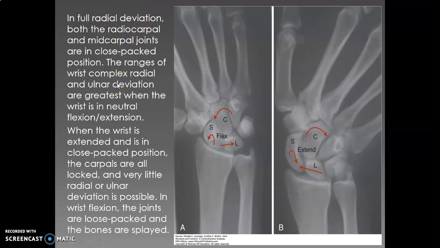That is why, as we studied in the earlier part, the neutral position of the wrist joint is where the long axis of the third metacarpal is in line with the long axis of the forearm. Only in that position are we able to achieve good ulnar and radial deviation, because only in neutral are the carpal bones in the close-pack position.